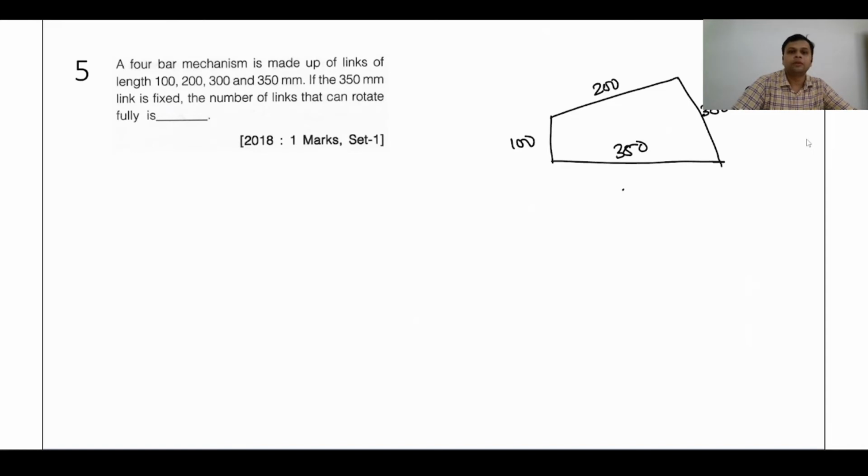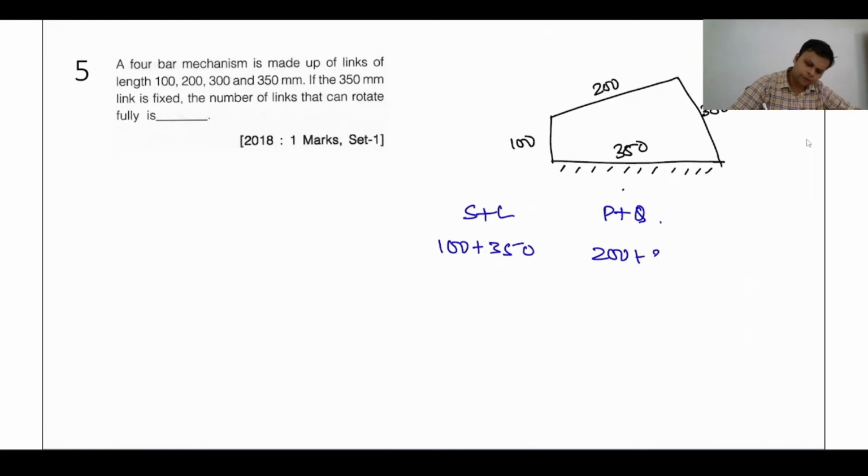We have to take the links in serial order. Let us first see if Grashoff's law is satisfied or not. Sum of the smallest and the largest, that is 100 plus 350, and the sum of the other two links is 200 plus 300. So this is 450, this is 500.